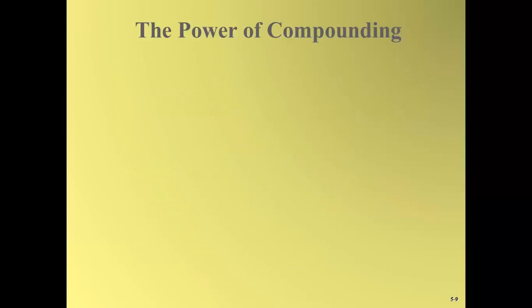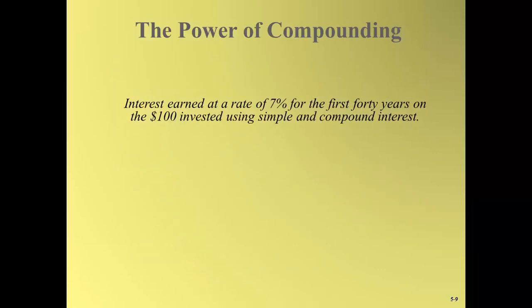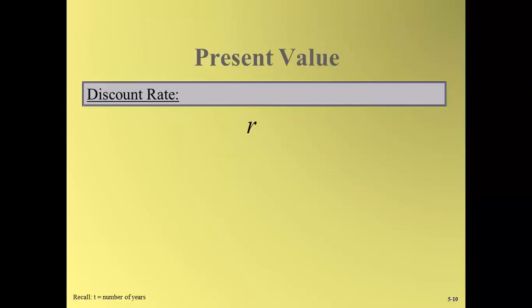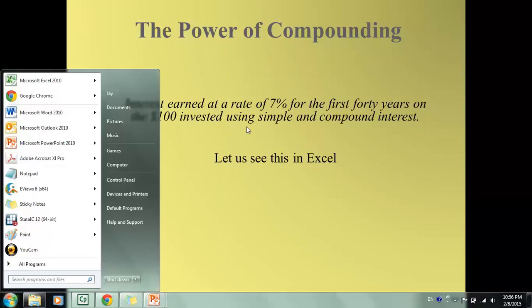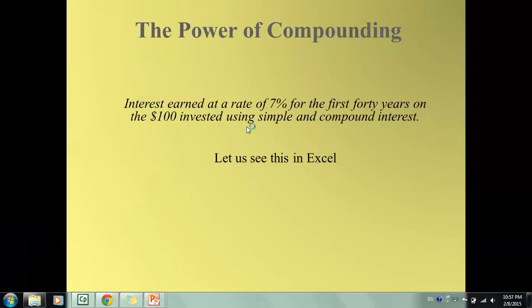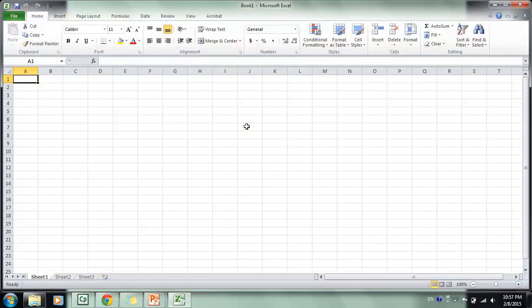So the power of compounding is that with 7% interest, we could see this in Excel, for example: interest earned at the rate of 7% for the first 40 years on $100 invested using simple and compound interest. Let's see that in Excel. Launching Excel here. So here we go.